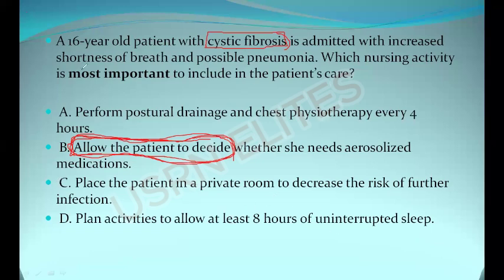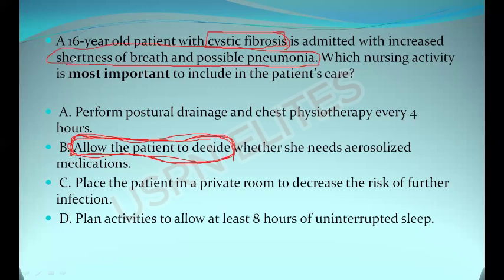Look at how this question is. There are a lot of issues that cystic fibrosis patients can come with, but the question has made some parts only clear. It says that a 16-year-old patient with cystic fibrosis is admitted with increased shortness of breath. Someone with cystic fibrosis can even have reproductive problems, respiratory problems, and digestive problems. But this question told you that the person is having increased shortness of breath and possible pneumonia. So this is the issue that we have to solve.